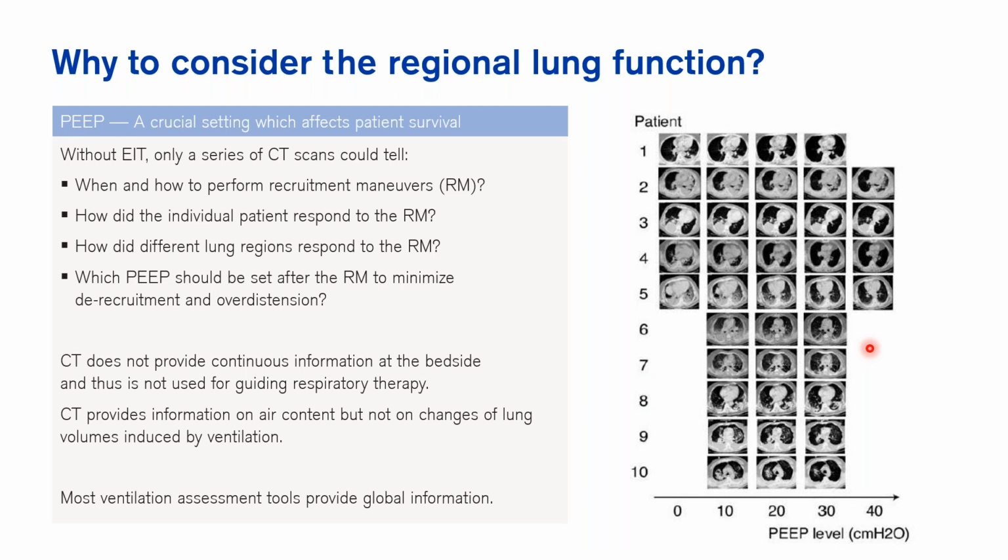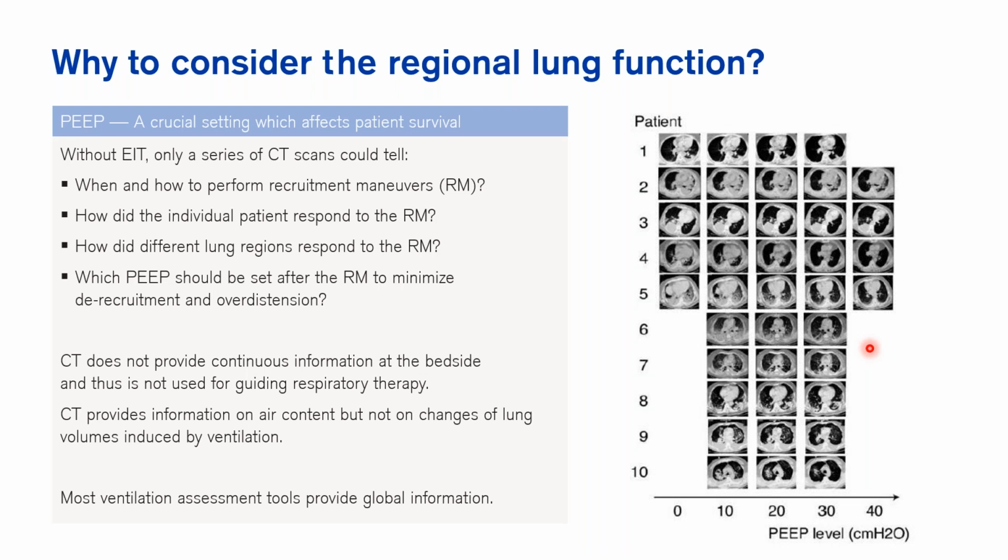CT does not provide continuous information at the bedside, and it's only at a single point of holding the breath. CT also only provides information about the air content, but not about changes of lung volume. Yes, we can clearly say that the lung has air inside, but we still wouldn't be able to differentiate if the air changes in the lung with every breath. So potentially we will not be able to estimate the portions of the lung that are potentially overdistended.